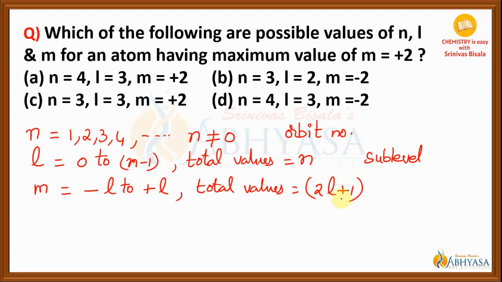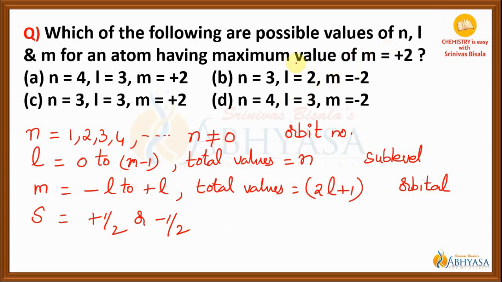The m value indicates spatial orientation, or simply the magnetic quantum number gives the information about the orbital of a specific sublevel. And we know that spin quantum number gives the direction of the spin of electrons and its value can be either plus 1 by 2 or minus 1 by 2. So this is about the possible values of the various quantum numbers. Let's apply to this particular question here and see.